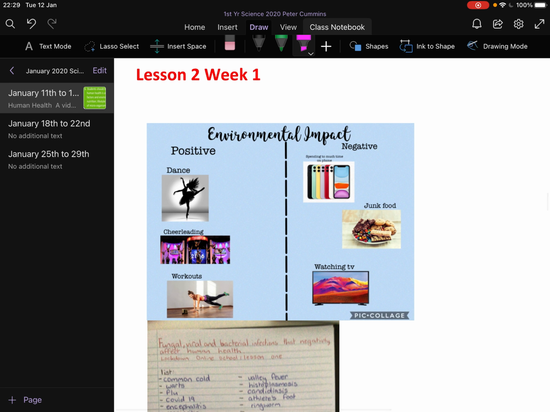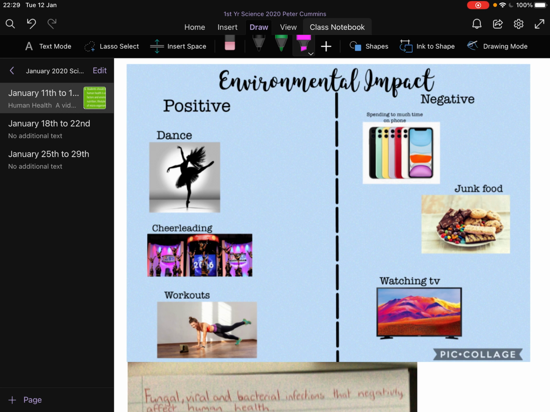I've taken this from 2 people's homework folders in the class. This is one of the pic collages that someone did, with the positives. Obviously, dancing is really good for your mental health and good for your physical health. That is something that could impact your health positively.